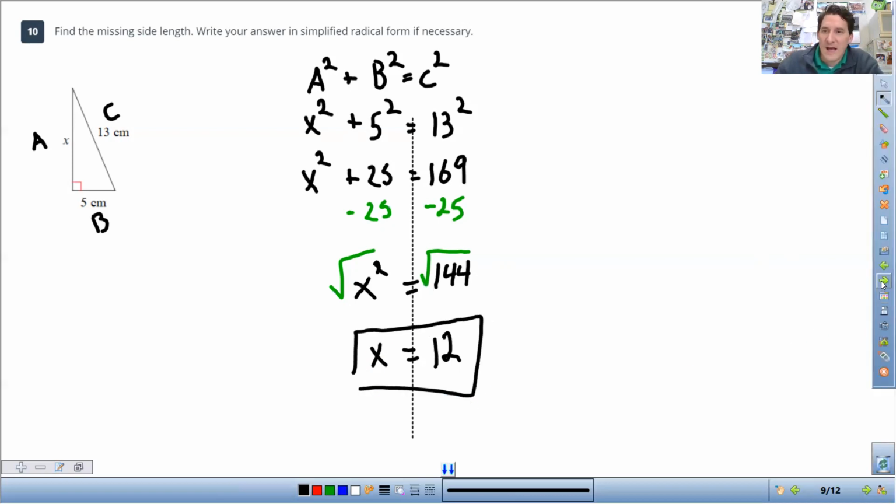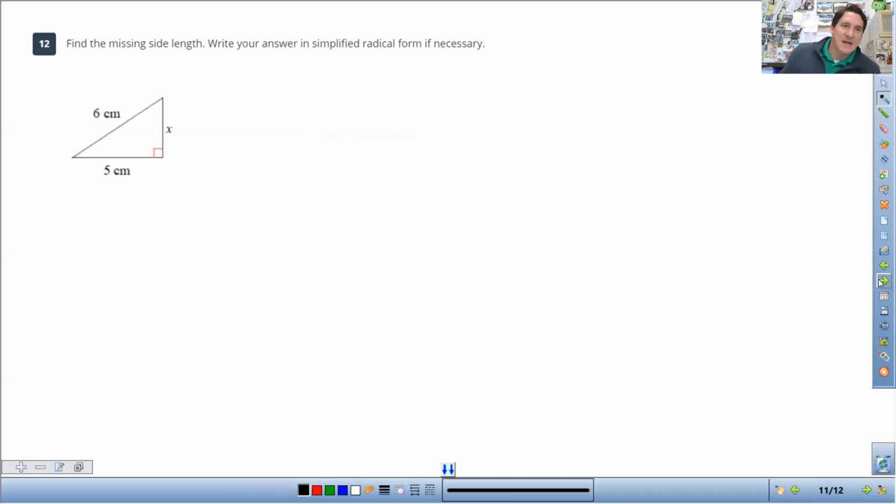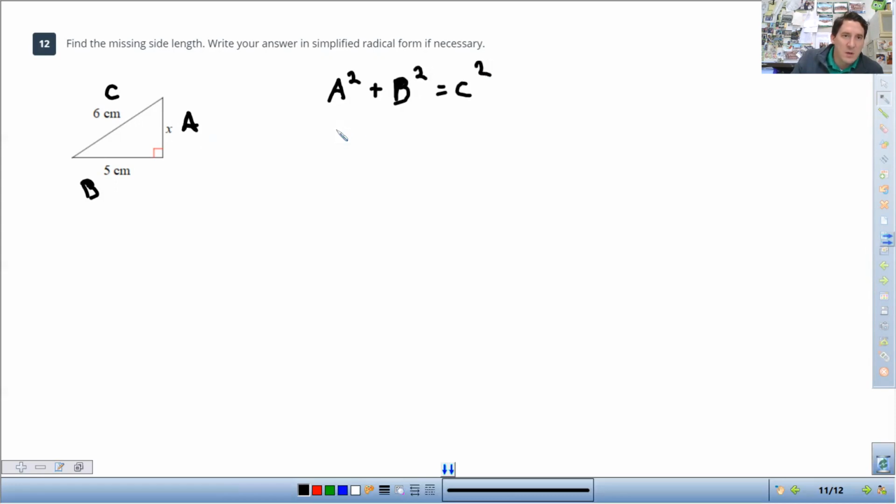All right. One last example. So same thing, we are missing a side length. So I'm going to start off labeling the sides. So the longest side across from the right angle, this is the long side, so this is C. A and B doesn't matter. Put A, these are interchangeable. I'll put it in like that. So it'll be A squared plus B squared is equal to C squared.